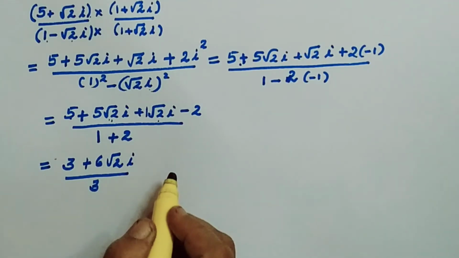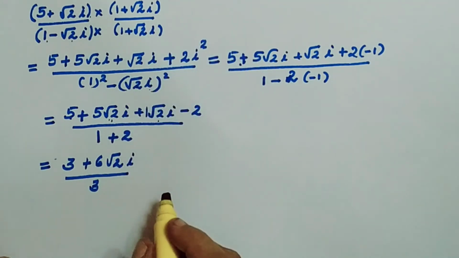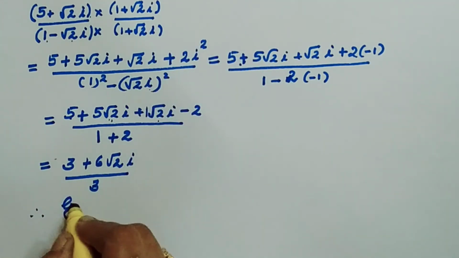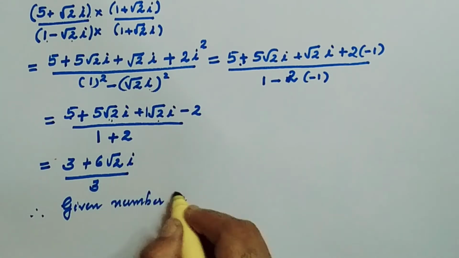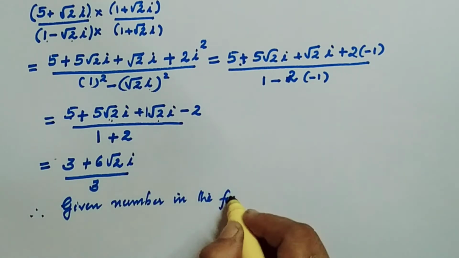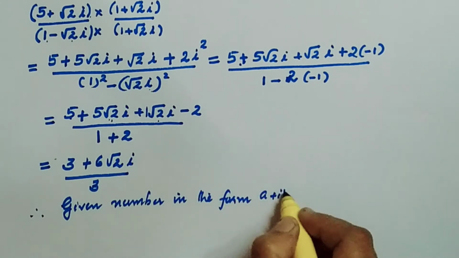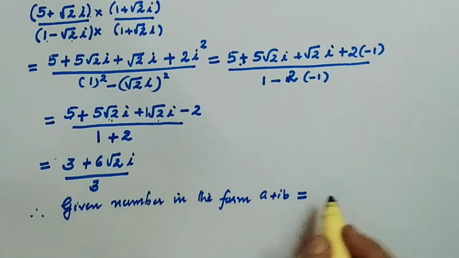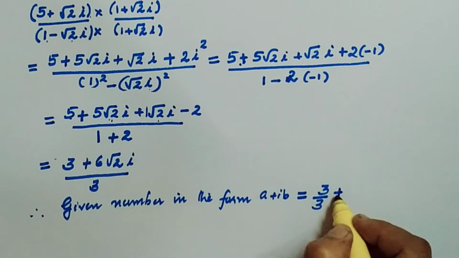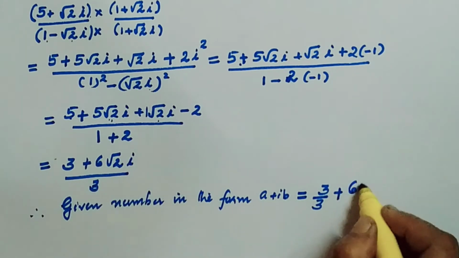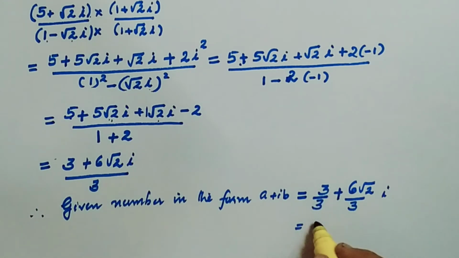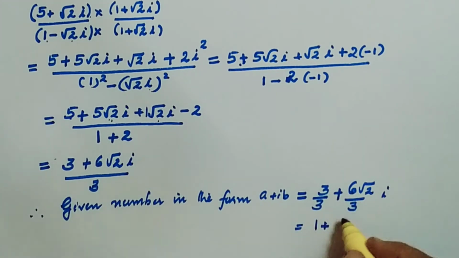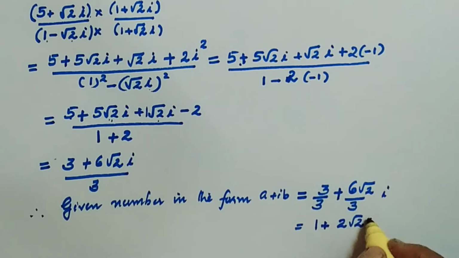Since you are asked to find the number in the form a plus ib, the given number in the form a plus ib is 3 by 3 plus 6 root 2 by 3 i. Giving the denominator separately, 3 by 3 is 1, plus 6 by 3 is 2 root 2i. So the answer is 1 plus 2 root 2i.